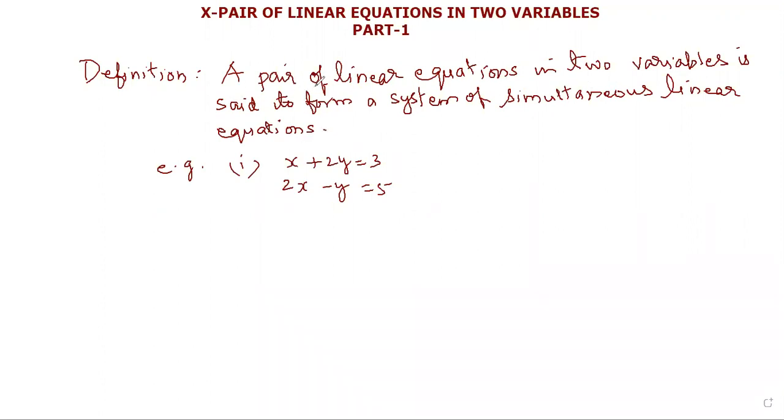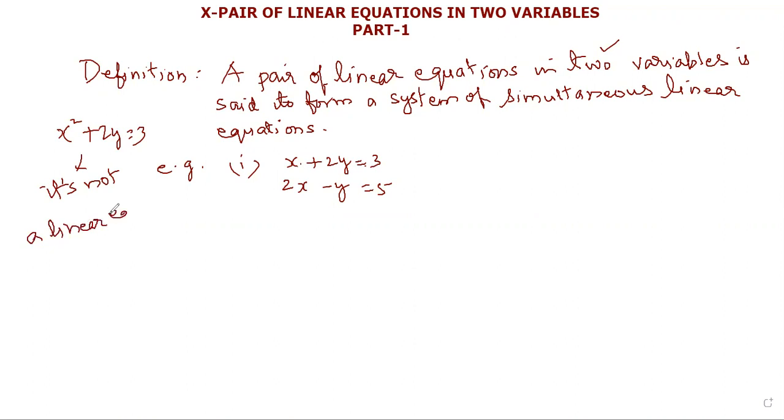Actually, from the name you can see that linear equations means the equations which have variables of power one. Linear means power one. So x, y, z also, but here we have two variables. That means the equations in which the power of x and y is 1. It should not be like x square plus 2y is equal to 3. It is not a linear equation because the power of x is 2.